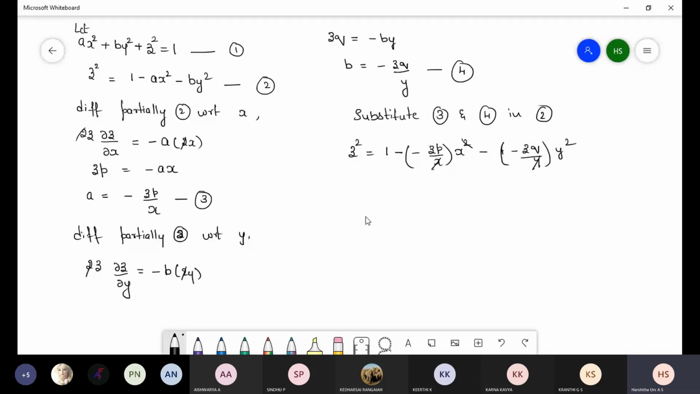x and y will get cancelled. z square is equal to 1, minus into minus becomes plus, here zpx plus zqy. So we can write z square minus 1 is equal to, take out z as common, z times px plus qy. This is the required partial differential equation.